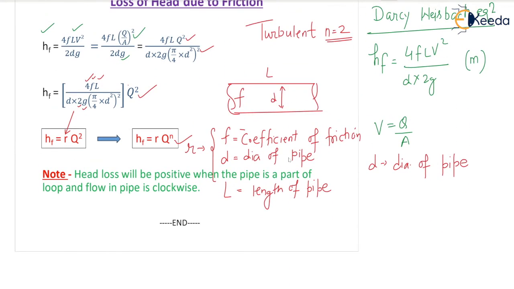Now, what is the note here? Head loss will be positive when the pipe is a part of the loop, and flow in pipe is clockwise. That we have already considered, that if the flow is in the clockwise direction, we'll take it positive. Head loss will be positive when the pipe is a part of the loop and the flow in pipe is clockwise direction, and anti-clockwise it will be negative. Okay, thank you.